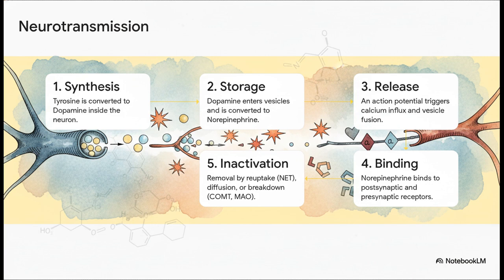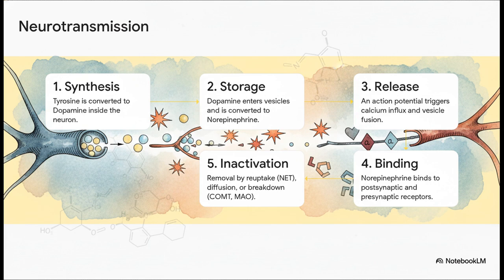Now for step 4, receptor binding. The norepinephrine floats across the gap and binds to receptors on the target organ. But, and this is cool, it also binds to receptors on the presynaptic neuron, which acts as a sort of brake, telling it, okay, that's enough. It's a negative feedback loop.